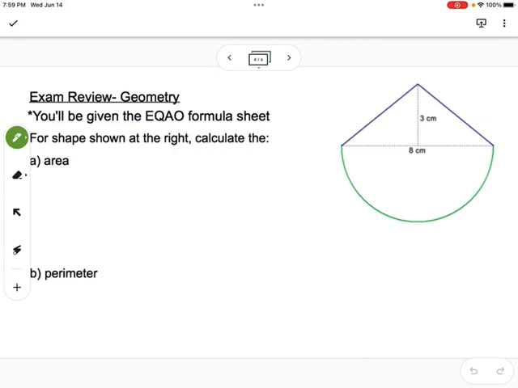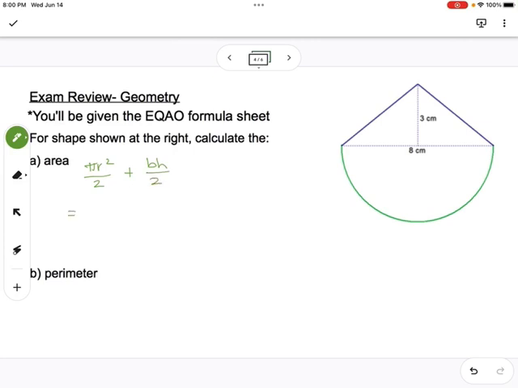So first, we are asked to find the area. We notice we have a composite shape here. We have one piece, that's the triangle, and then we have a semicircle at the bottom. The area of a circle is pi r squared. Since we have a semicircle, we're going to divide that by 2. So pi r squared divided by 2, and we need to add that to the area of the triangle. The area of a triangle is base times height divided by 2.